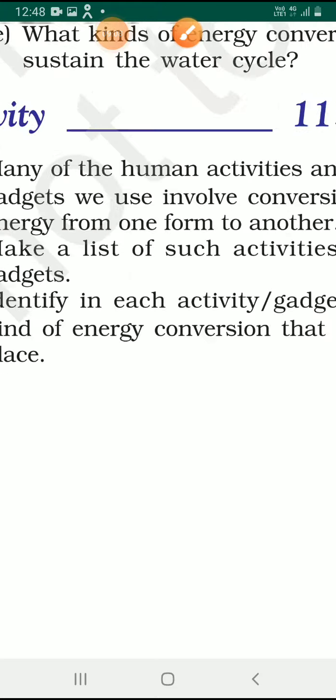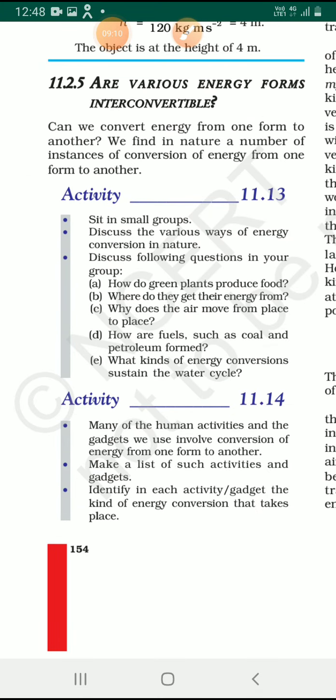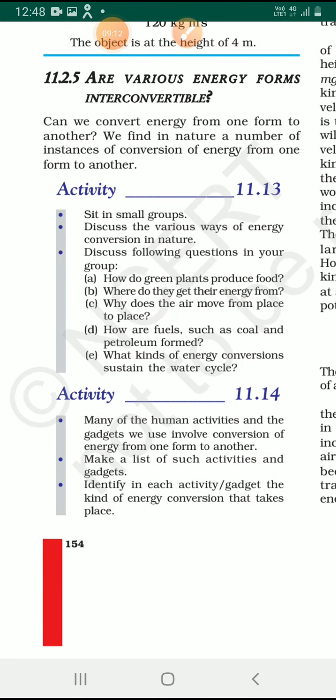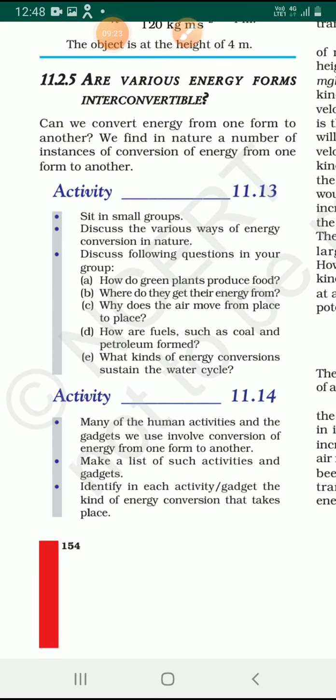I hope you understand this. So look at here, that's the reason. Why does the air move from place to place? Because of the sun's energy. You know that, just now I told you, due to sun energy the air near the earth gets heated and slowly rises up, creating the vacuum there, and that vacuum is filled by some other cool air. In this way the air moves from place to place.